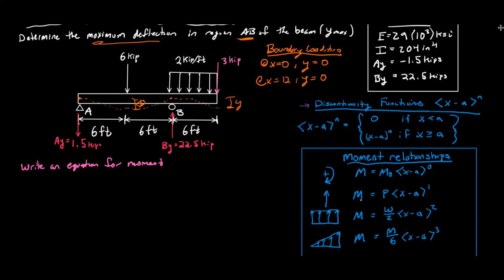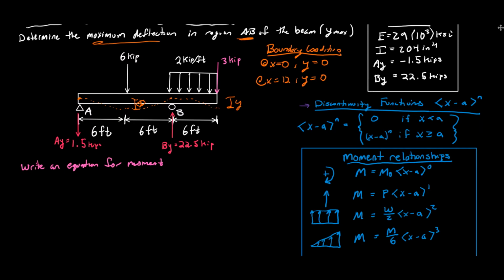If we have a concentrated load, it's going to be equal to the magnitude of the concentrated load times x minus a to the first power. So moment from force is analogous to force times distance. And then we have these two things with distributed loads here. For a rectangular distributed load like this one here, it's going to be w over 2 times x minus a to the second power.